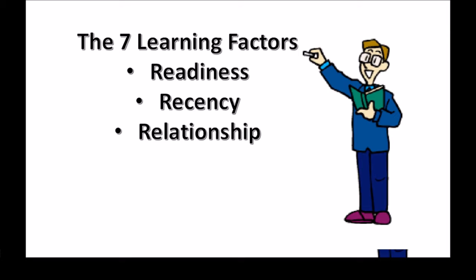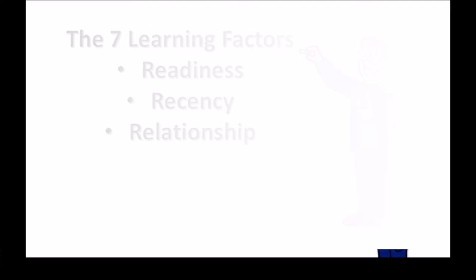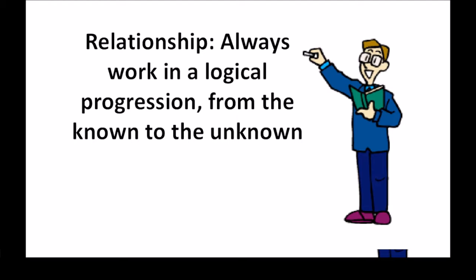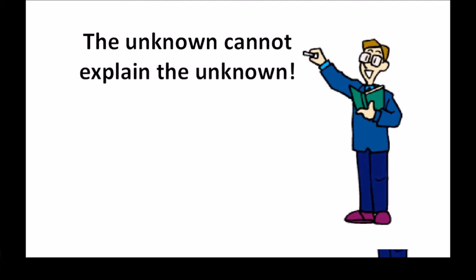Today, we're going to look at yet another important learning factor, the learning factor of relationship. Now, to apply this factor means that you're always going to work in a logical progression from the known to the unknown. This means that you're always going to start your teaching from something your student already knows. It's very important to remember that the unknown cannot explain the unknown. In order for your students to learn, you have to build a bridge from where they are and what they know to where you need them to be.